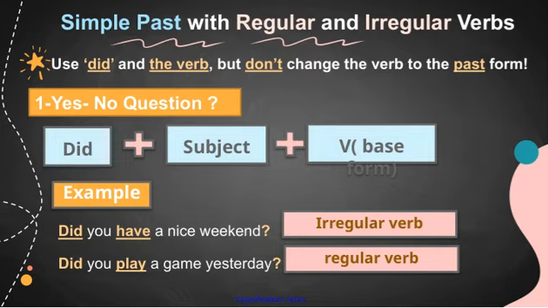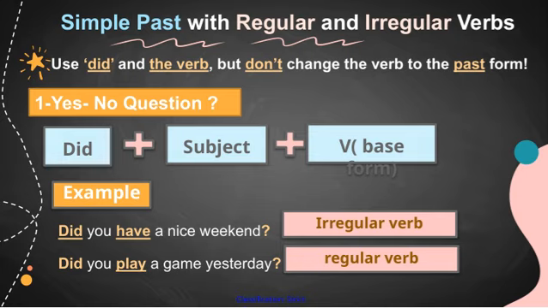Let's take a closer look at how we form questions in the simple past using both regular and irregular verbs. When we ask questions like, did you play a game yesterday? Or, did you have a nice weekend? We start with the word did. Now, an important point here is that even though we're talking about the past, we don't change the main verb to its past form. Instead, we keep the base form of the verb after did. So, for both regular and irregular verbs, the structure remains consistent. We use did plus the base form of the verb. This rule simplifies forming questions in the past tense, especially for learners.